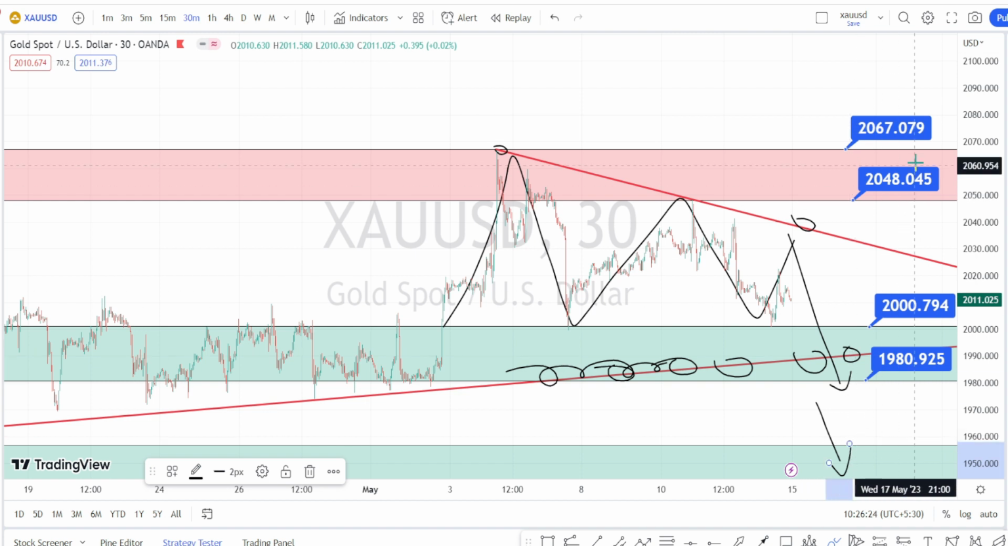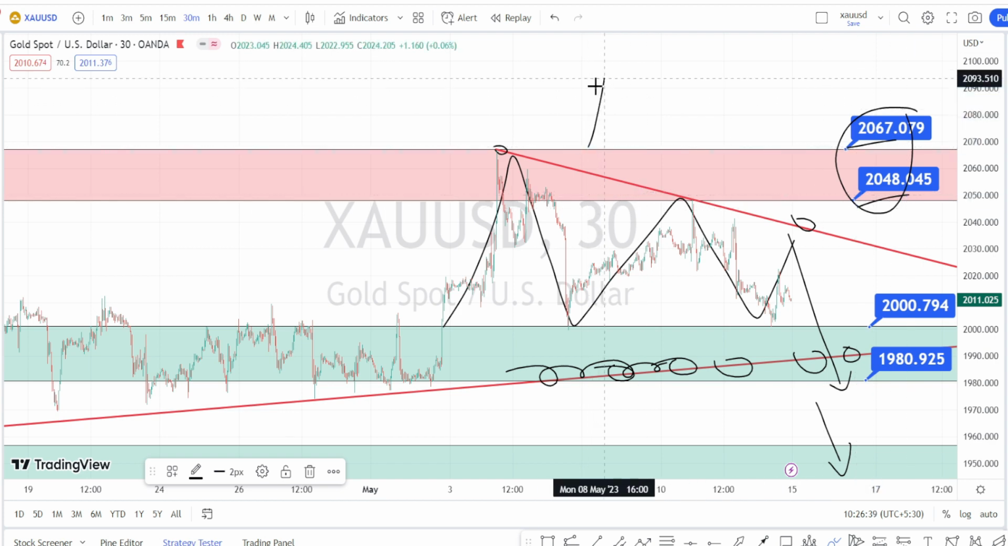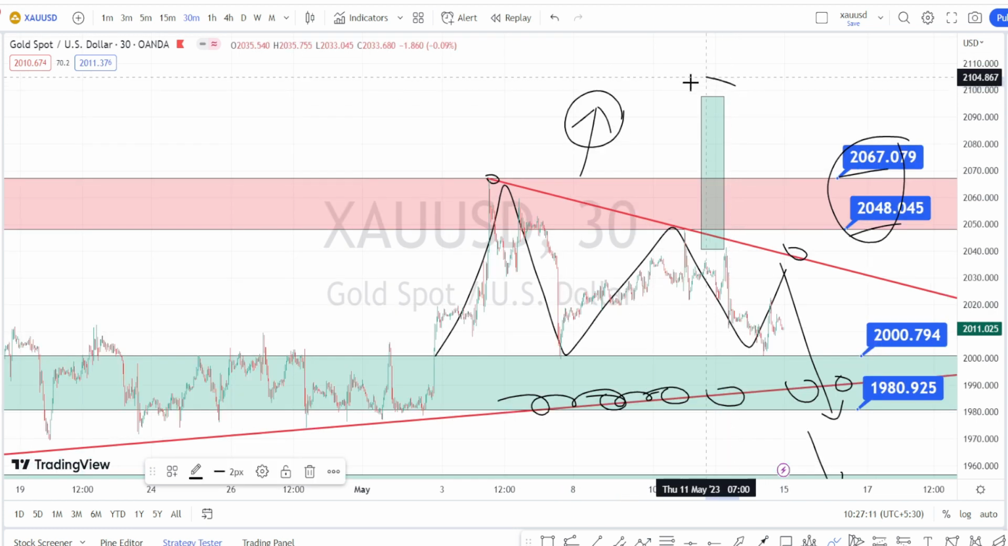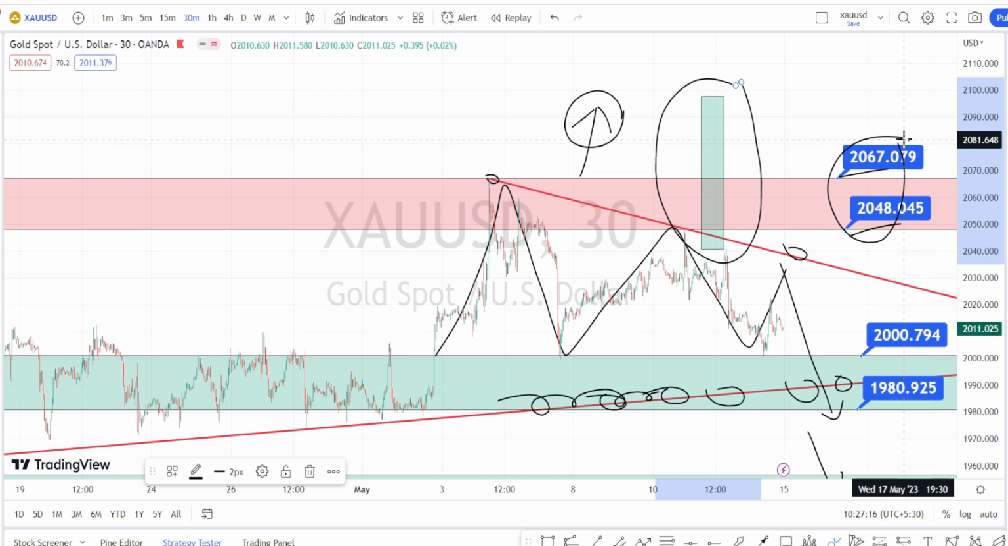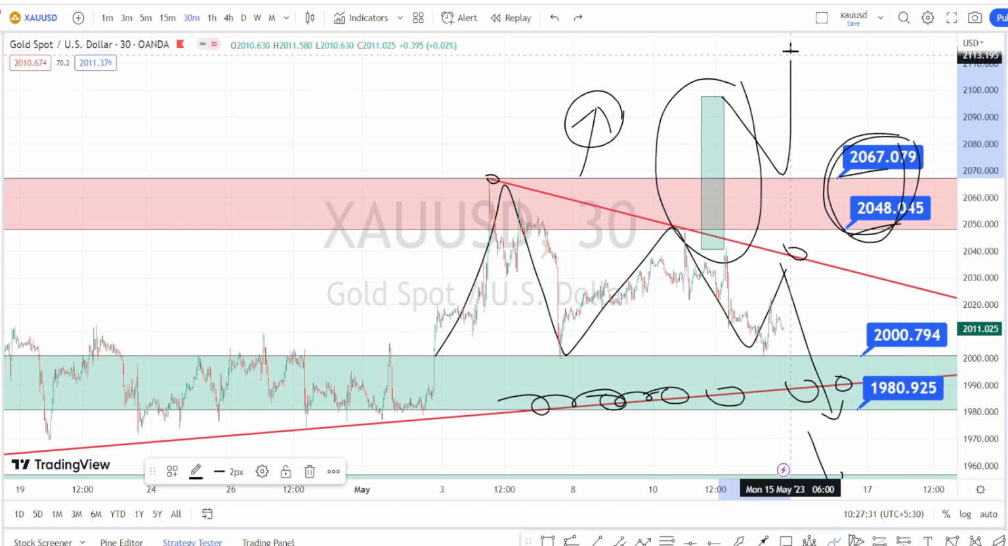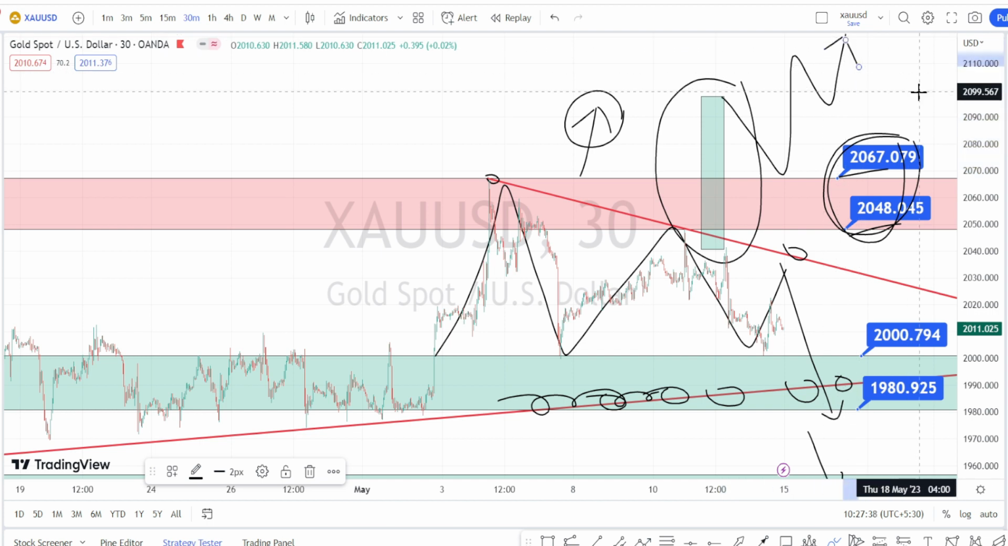But on the other hand, if the price action breaks this higher time frame resistance zone between 2067 and 2048, we can expect a fresh bullish trend to start from the higher time frame, which means that we have to get a very strong bullish candle breaking this higher time frame resistance zone, which will give the confirmation of the continuation of the bullish trend in the higher time frame and also in the lower time frames.